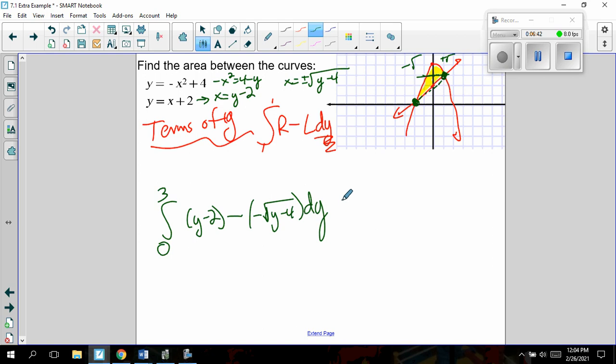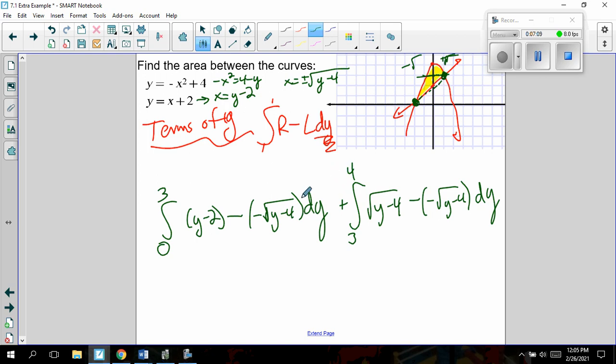Okay. Now I want to add in the top area then. So my area on the top, the right side would be that positive square root, so square root of y minus 4, minus your left side, which is that negative square root of y minus 4 dy, and that one then goes from 3 to 4, because it's got to pick up where that one left off, and then to 4.